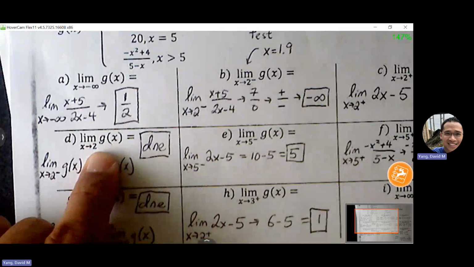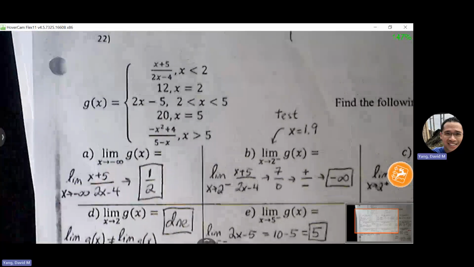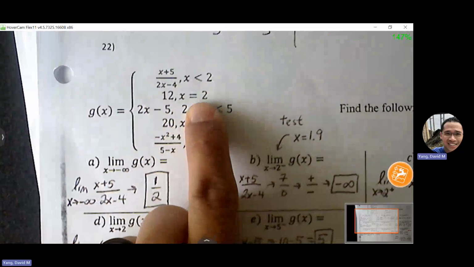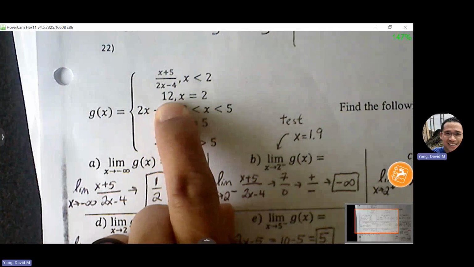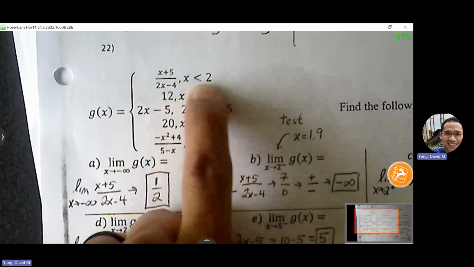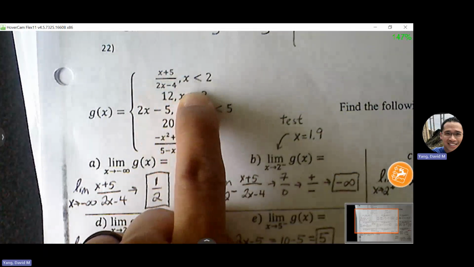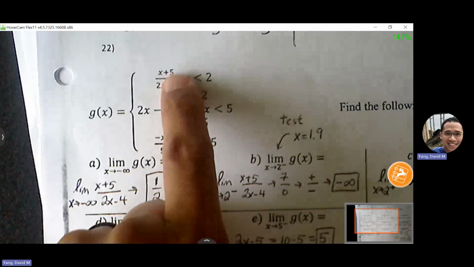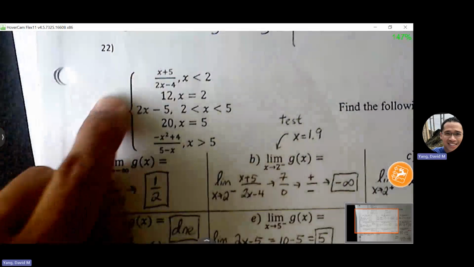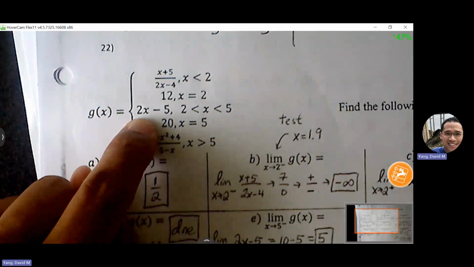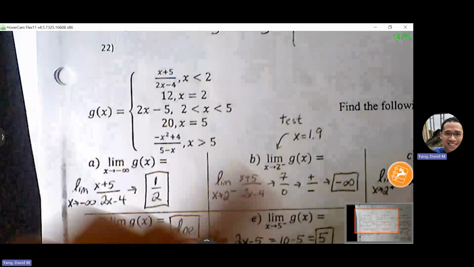Part D, limit as x approaches 2. I think the danger is that we may look at this and think that it's 12, but this is the ordered pair, right? For a limit, we have to look at the behavior on both sides of 2, and we have to rely on the x plus 5 over 2x minus 4 for the left side of the limit and 2x minus 5 for the right-handed limit.